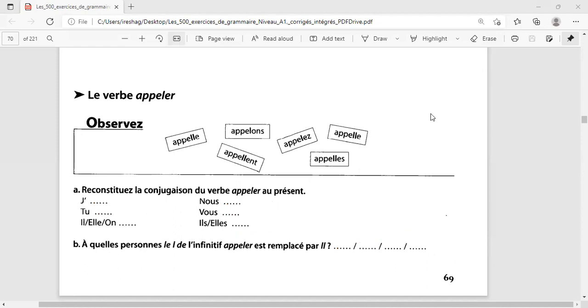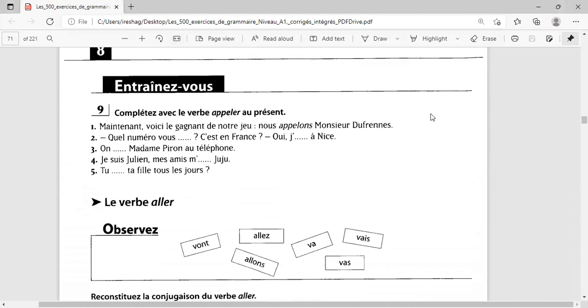Now we are moving to the activity part. So can you quickly fill in the blanks with the conjugations of appeler? Always raise your hand once you complete.